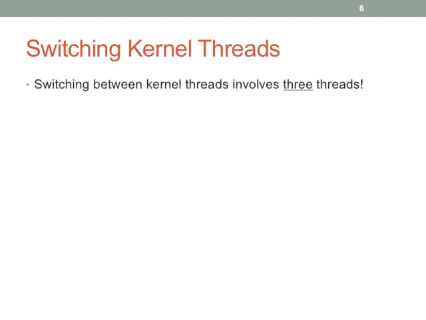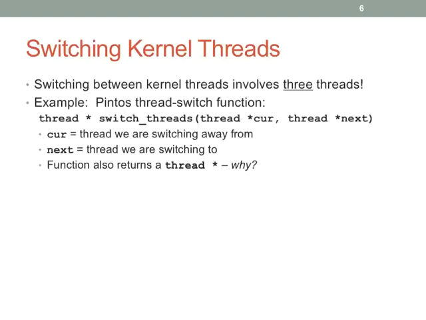Now, an unusual detail that I thought was worth mentioning in class was that switching between kernel threads actually involves 3 threads, not 2. You think, okay, I'm switching from A to B. Well, where's this third thread come from? And you notice it immediately when you look at the dispatch code from Pintos or from any operating system where you can look at the source code. You see switch threads, you have current and next, and then we return a thread star as well. Why would that be?